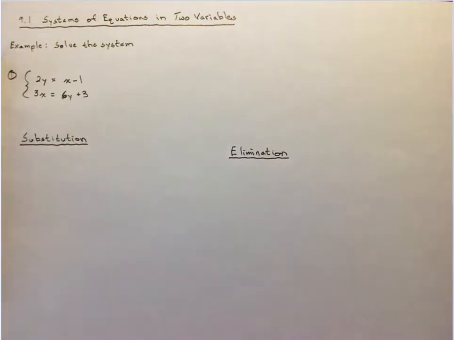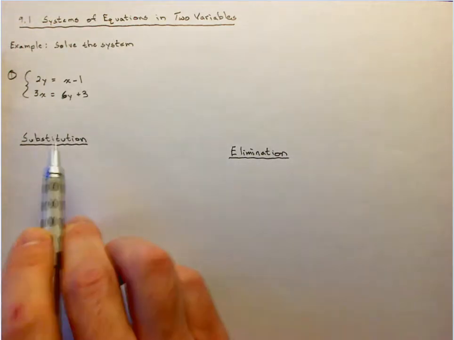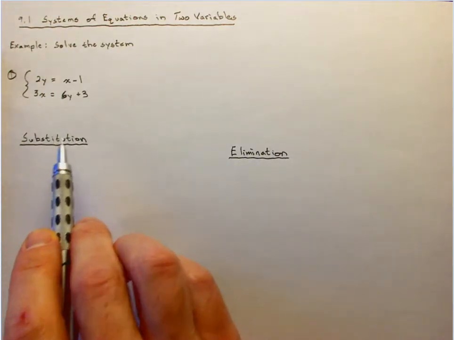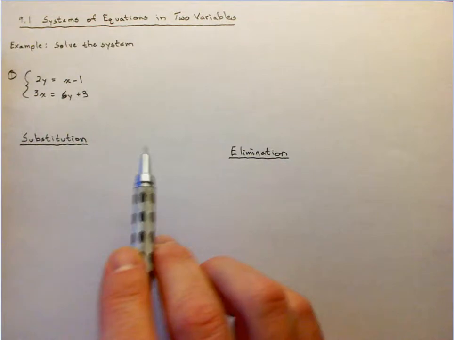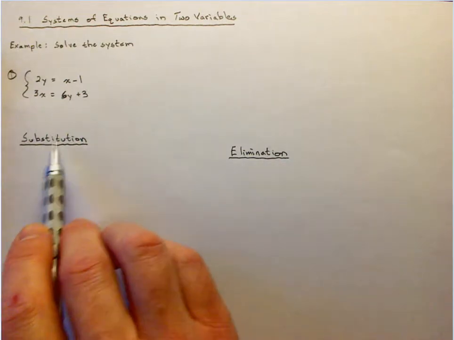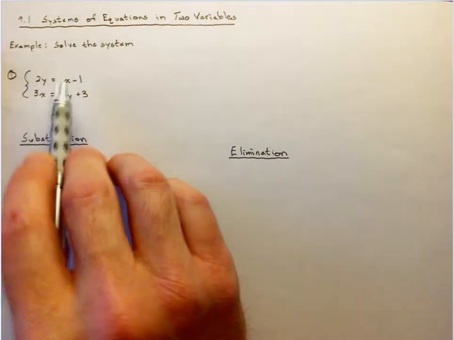Hey everybody, let's look at a couple of examples for systems of equations in two variables. So solve the system, and I'm going to solve it the different ways: graphing, substitution, and elimination. So first off, we'll start with substitution. So I'm going to take this and I'm going to substitute.